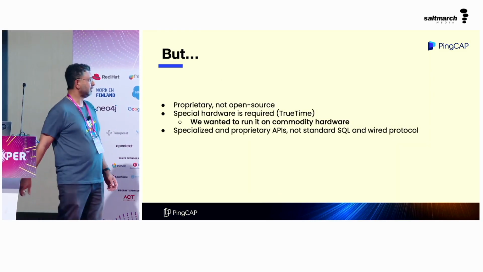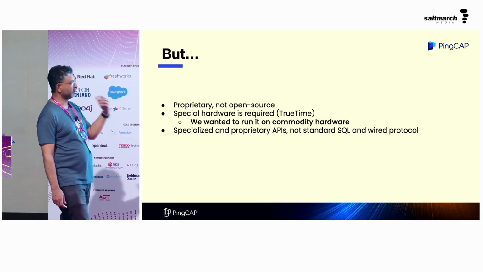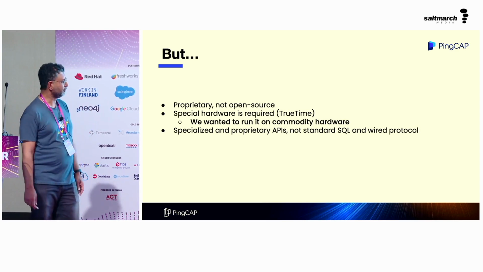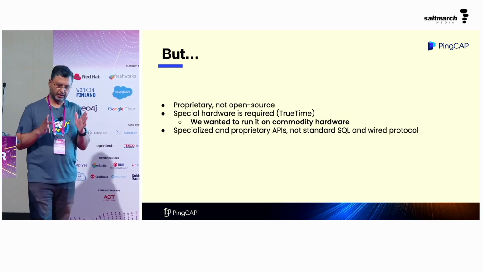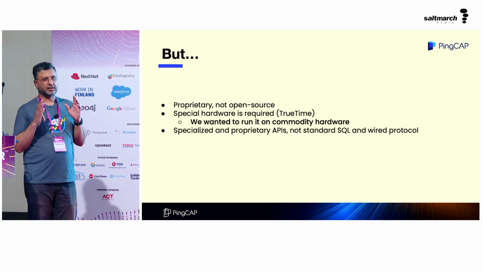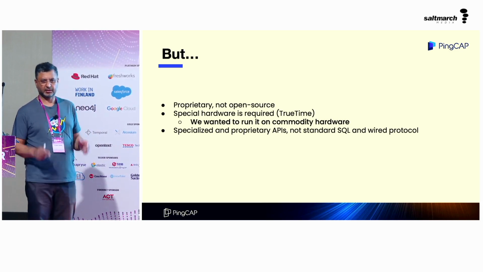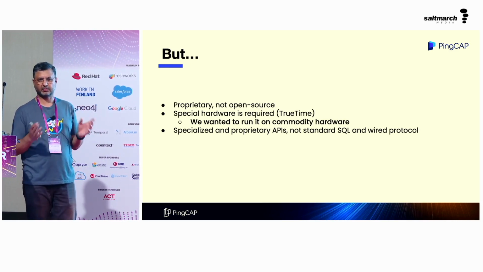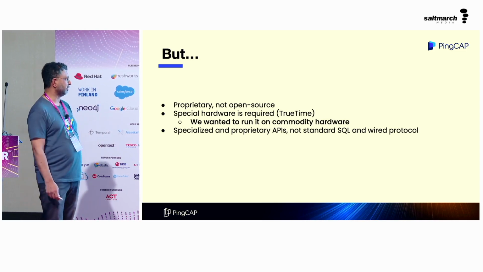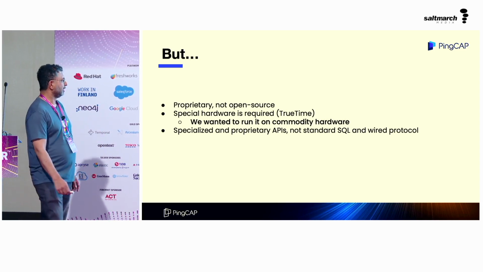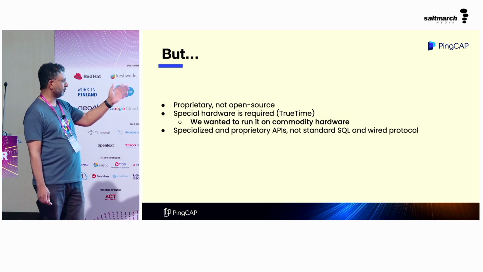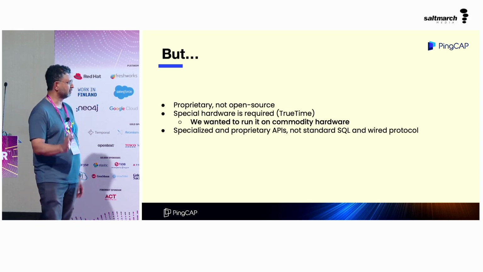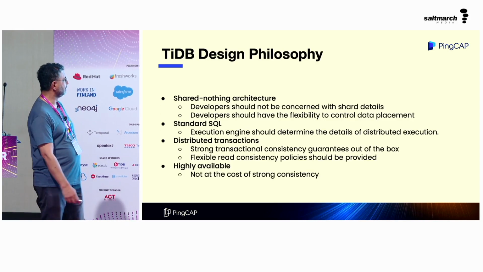There's a problem with Spanner. It's proprietary, not open source, and we are big believers in open source. It also requires special hardware, by design. TiDB is designed to run on commodity hardware. It is a deliberate decision. We do not like to run on specialized networking hardware or RDMA or whatever. This is another requirement we've set for ourselves. Also, Spanner has a specialized proprietary API. It's not standard SQL. They have a Postgres protocol to some extent, but I won't go into that.